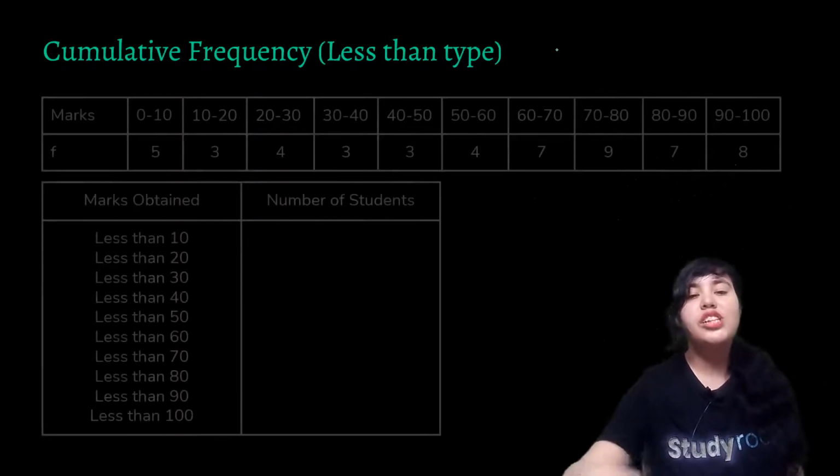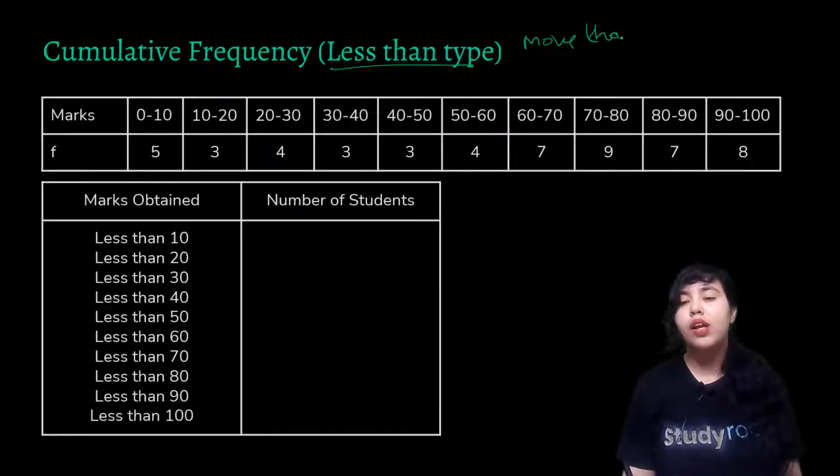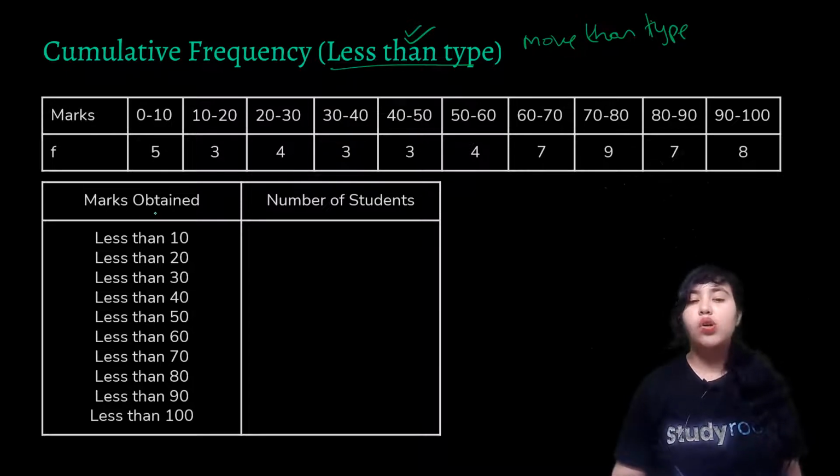So cumulative frequency table can actually be of two types. It could be of less than type or it could be of more than type also. But we will first look at this less than type and then we'll move on to the more than type. So marks obtained less than 10. How many students got marks less than 10? That will be 0 to 10, that is 5.